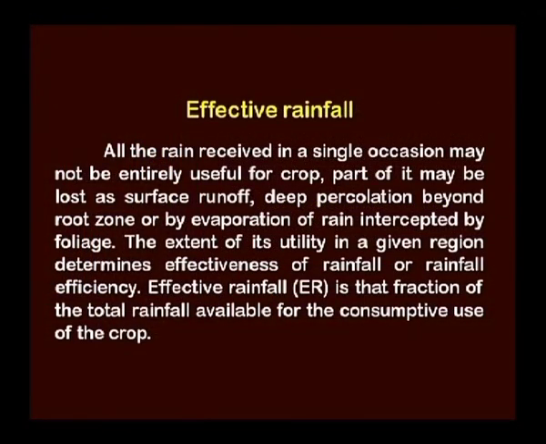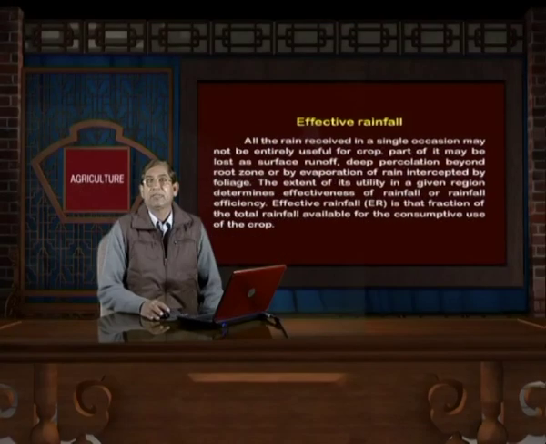Effective rainfall. All the rain received on a single occasion may not be entirely useful for the crop. Part of it may be lost as surface runoff, deep percolation beyond the root zone or by evaporation of rain intercepted by foliage. The extent of its utility in a given region determines effectiveness of rainfall or rainfall efficiency. Effective rainfall is that fraction of the total rainfall available for the consumptive use of the crop. So, the total rainfall is not being utilized by the plants.